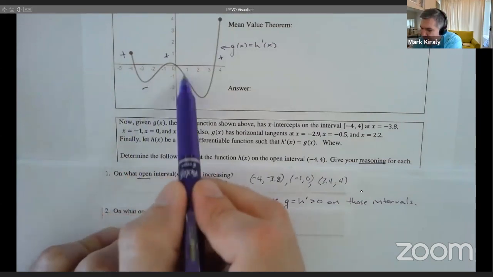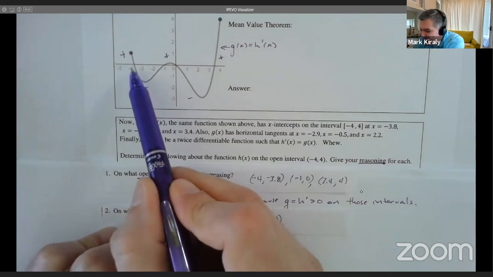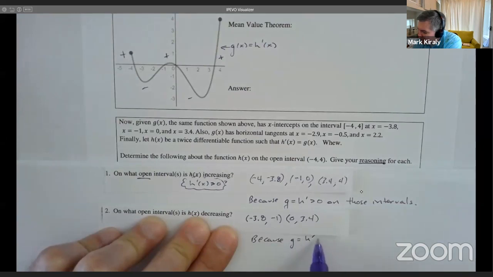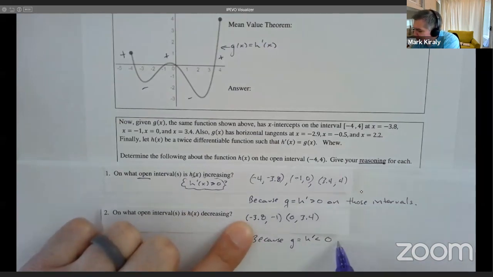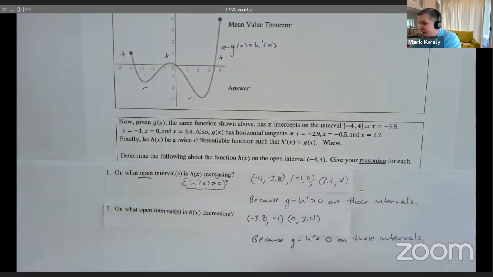So yeah, and we're just plotting individual tangent line slopes, right? And they're all being plotted in the negative quadrants. So -3.8 to -1, and then from 0 to 3.4. And this is because g equals h prime is less than 0. And again, just like was said, you could write that out in words. But the connection between g and h prime is key. And when we put the key up on Wednesday, on that one, I actually did repeat the intervals each time, and I put a conjunction and in there and things like that.